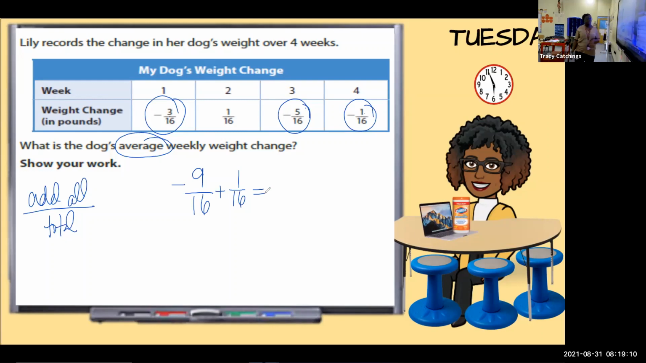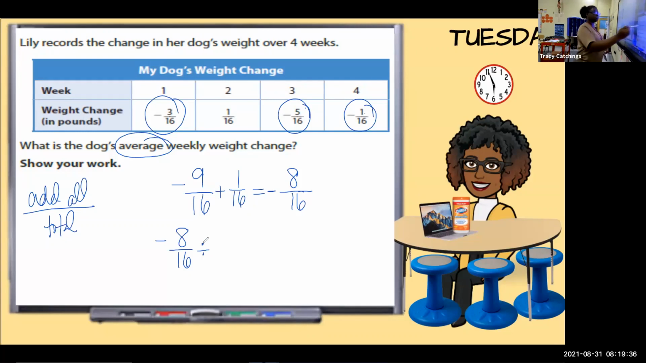All right, do they have different signs or the same signs? Different. All right, so we're going to subtract. What is 9 minus 1? 8. 9 is the largest. If it's negative, that means it's 8/16 will also be what? Negative. So we have negative 8/16, which will now be divided by our total.